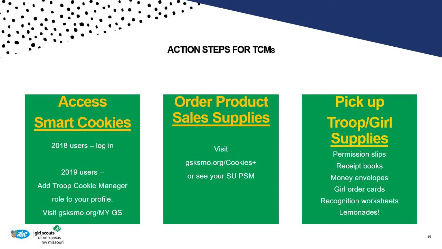This includes permission slips, receipt books, money envelopes, girl order cards, recognition worksheets, and lemonades. Every year, the baker provides a package of cookies, one per troop, for the girls to sample, and this year's variety is lemonades. There's approximately 15 lemonades in a package, so if you have more than 15 girls, you may have to cut the cookies up in order for everybody to have a bite.